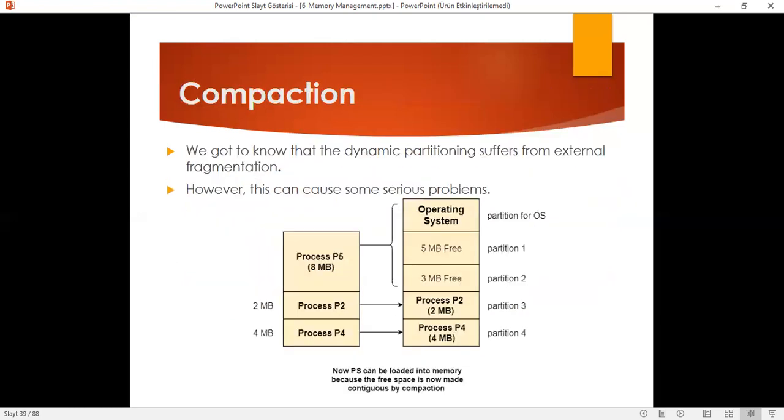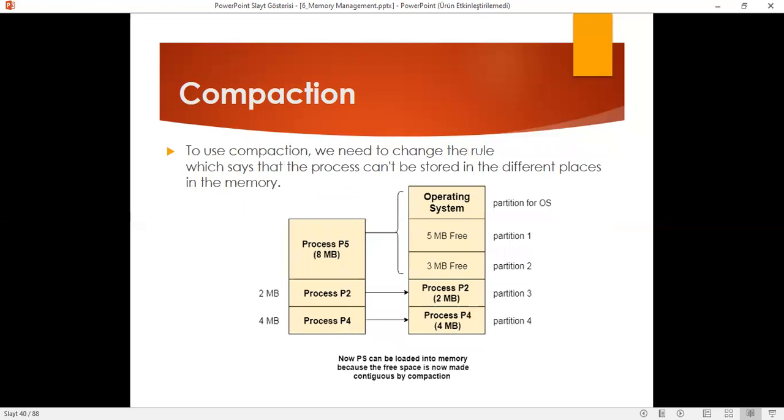So what we can do is compaction. Compaction means we can put the empty spaces on one side and the processes on the other side. So it will be more practical in this case. As you see, empty spaces are on one side, and the spaces that have processes are on the other side.